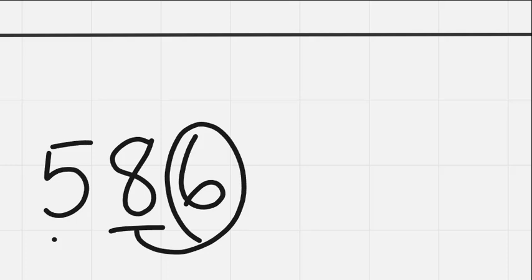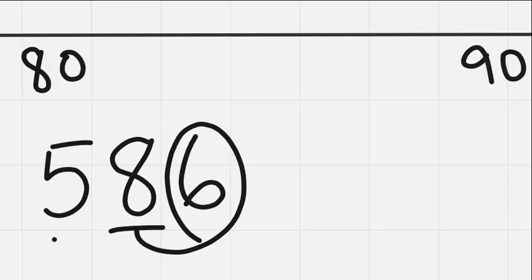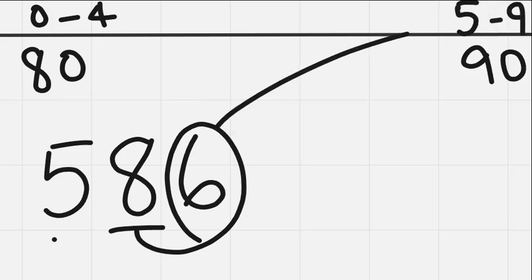So 8 is in the tens place, 6 will tell 86 how to round, and 5 is the number we can ignore for now. What two numbers does 86 round to? 80 or 90? Remember, 0 to 4 goes down, 5 to 9 goes up. The 6 tells 86 to round up.